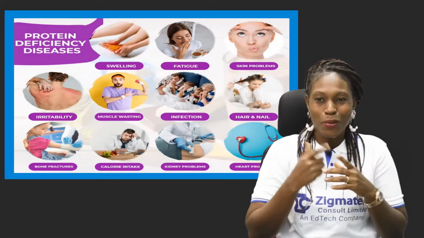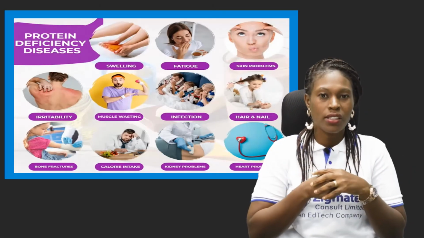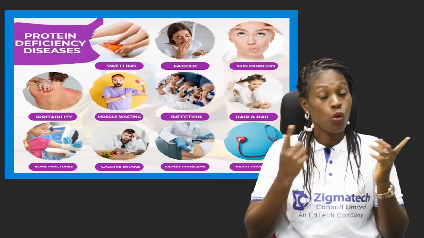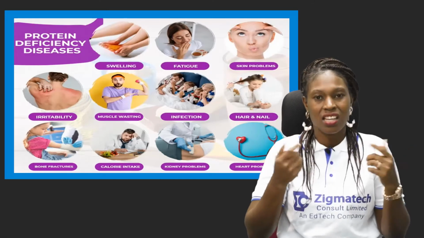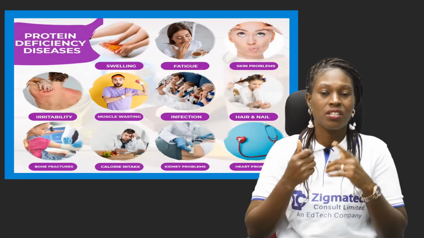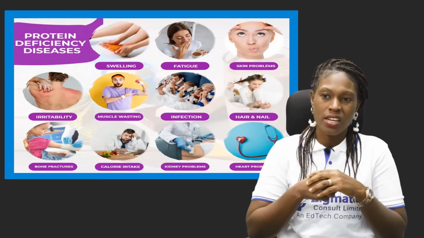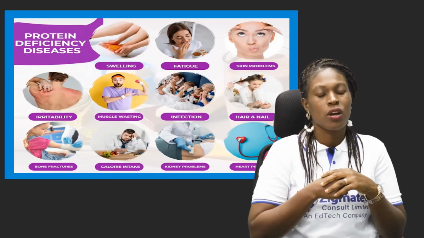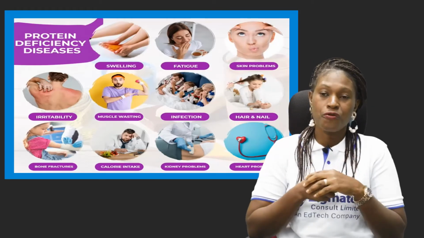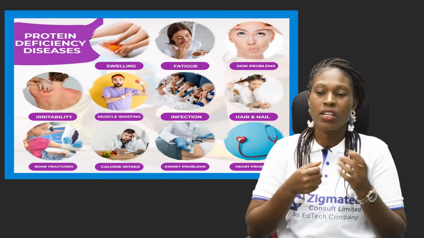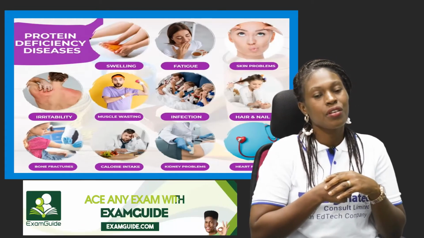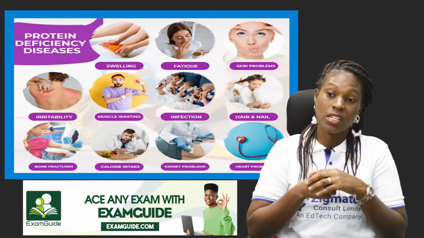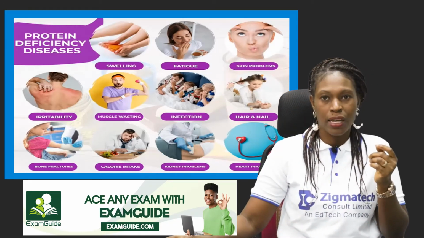Then we see calorie intake is important too, but don't overtake your calories. Calories is the unit of measure found in every food we eat, so it's important as well. Then kidney problems. When you do not take a whole lot of protein foods, you're probably going to go down with kidney problems. And another thing is heart problems. Another deficiency associated with protein is heart problems.